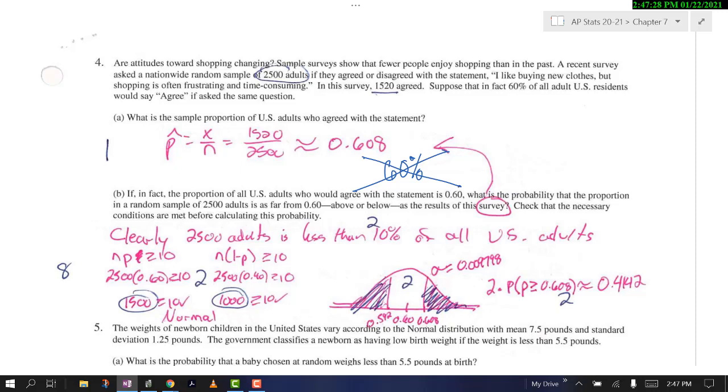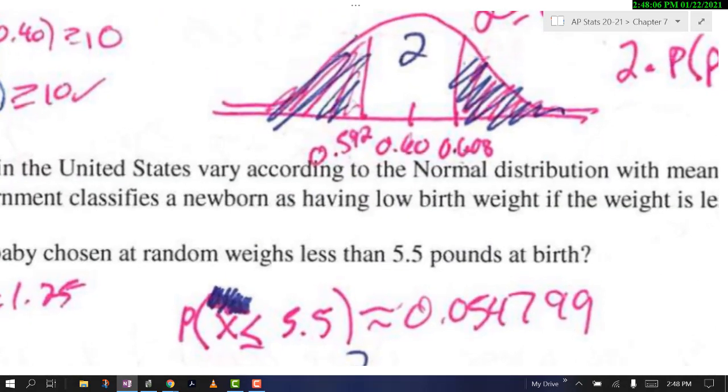Letter B, we want to find the probability that the proportion in a random sample of 2,500 adults is as far from 0.60, above or below, as the results of this survey. So 0.608 compared to 0.6 is 0.008. Now it's kind of small. Let's zoom in a little bit.